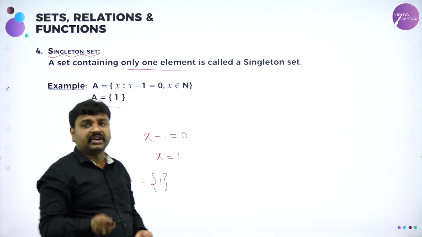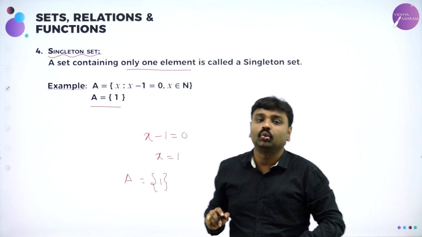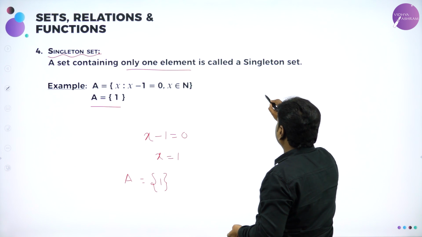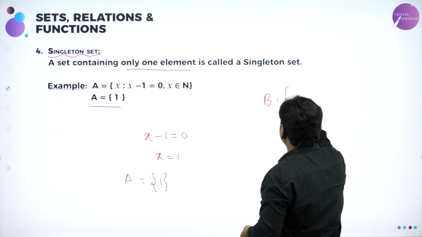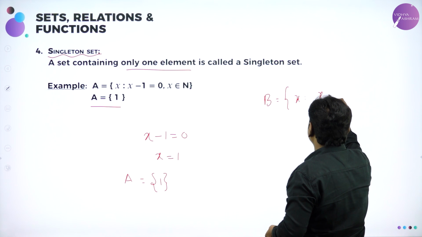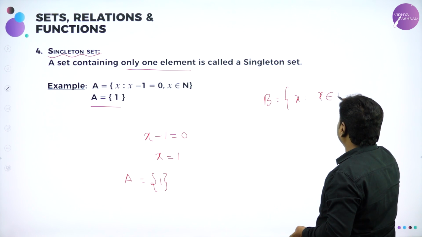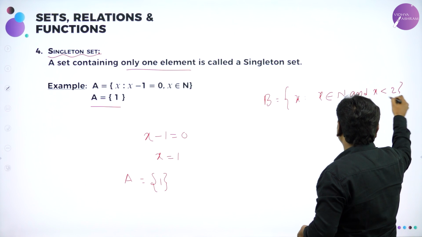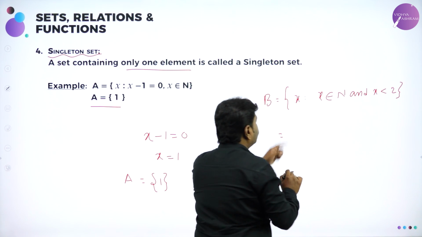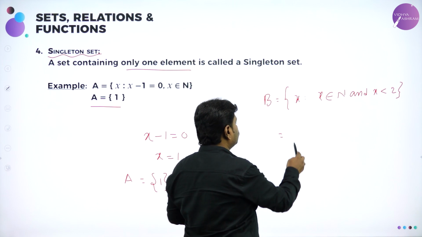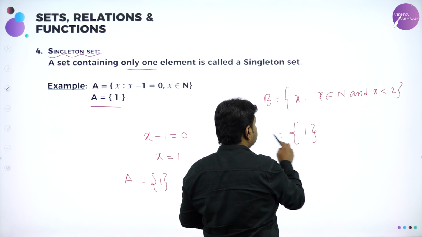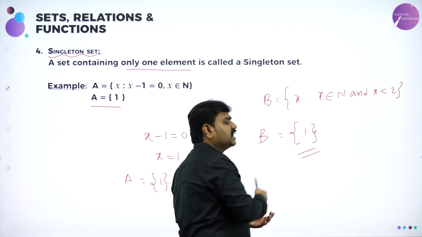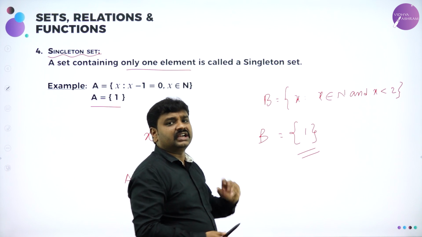Or if I say the set of natural numbers less than 2, I'll write in set builder form: x such that x belongs to natural numbers and x less than 2. So x is a natural number and it should be less than 2. What is the natural number less than 2? 1 is the natural number less than 2. We'll get only one element. This is a singleton.